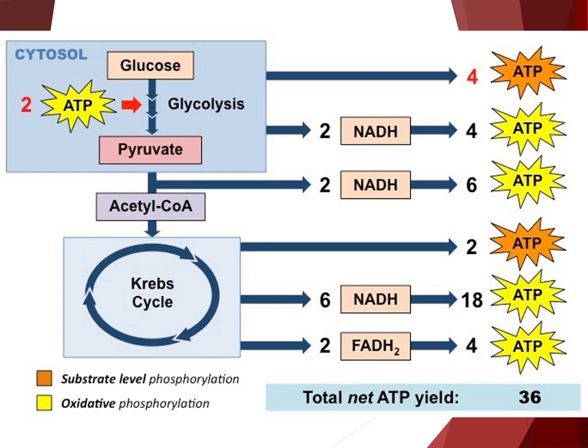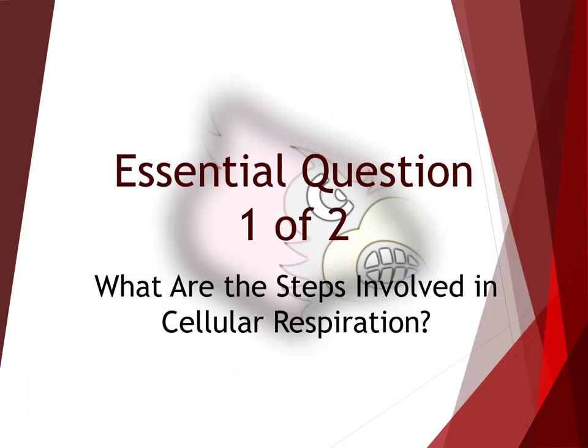total of 36 to 38 molecules of ATP can be produced from a single molecule of glucose. However, in reality, because of various losses in the process, usually around 30 ATP are made available. At this point, you should be able to generate a full and appropriate response to today's essential question: what are the steps involved in the cellular respiration process?